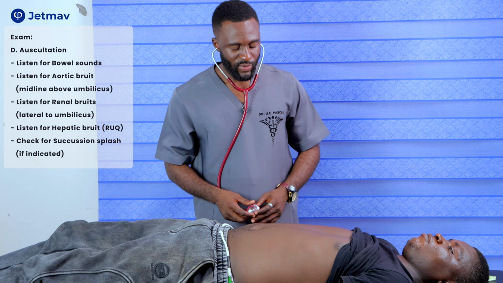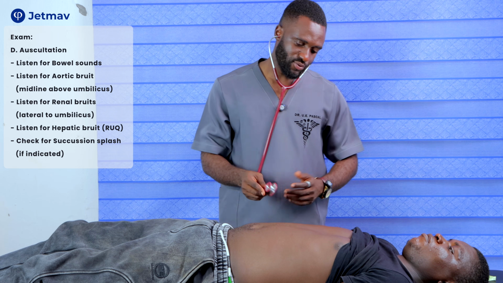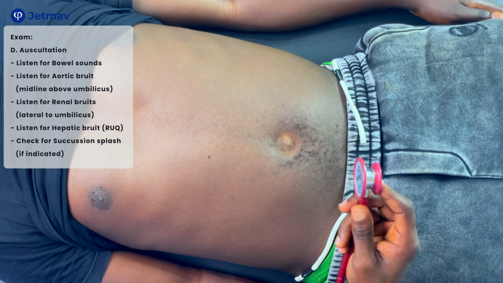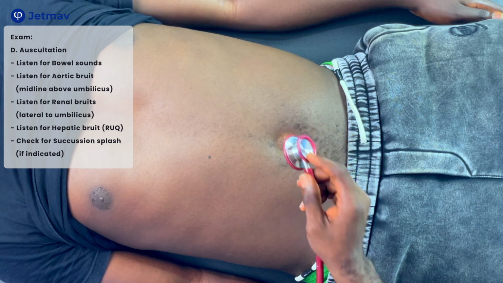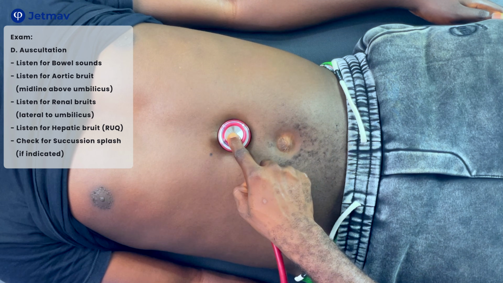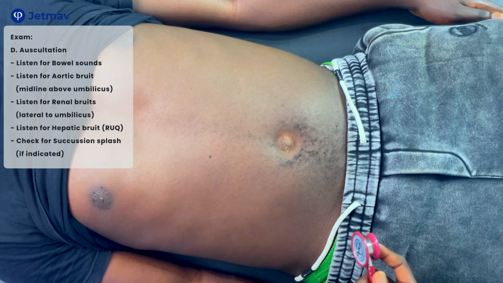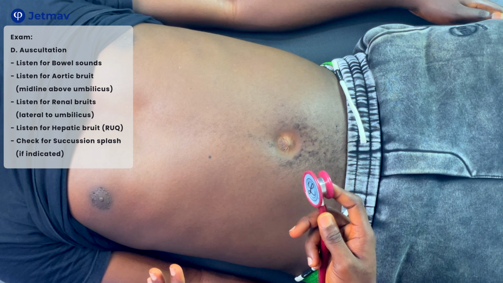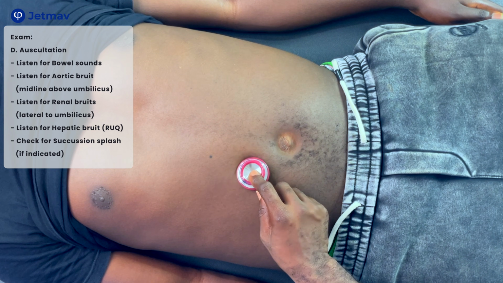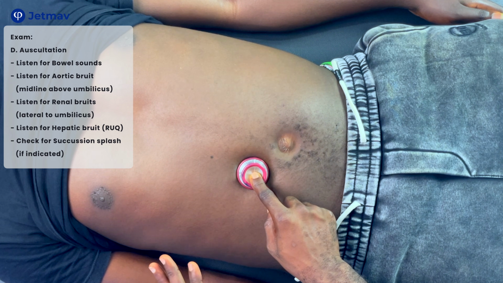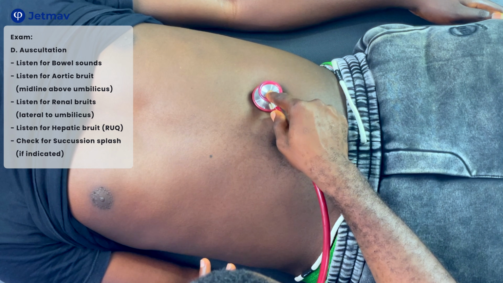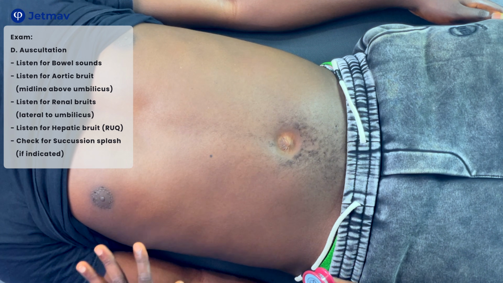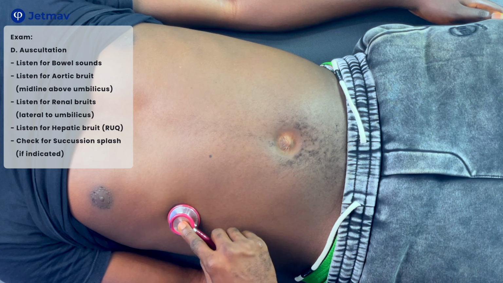Then after that, we are going to check for aortic bruit by placing the diaphragm of the stethoscope above the umbilicus. You're also meant to check for renal bruit. Renal bruit is checked on the lateral aspects of the umbilicus, 1 cm above and lateral. So on both sides, you check, and you check on this side too. Then on the area over the liver, you check for hepatic bruit.